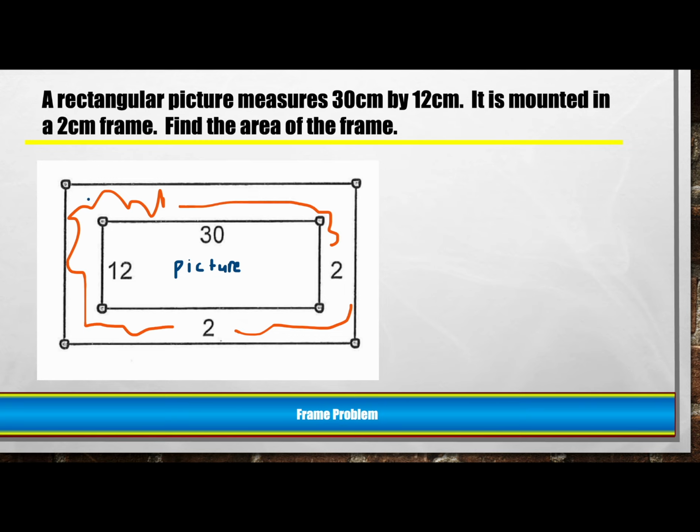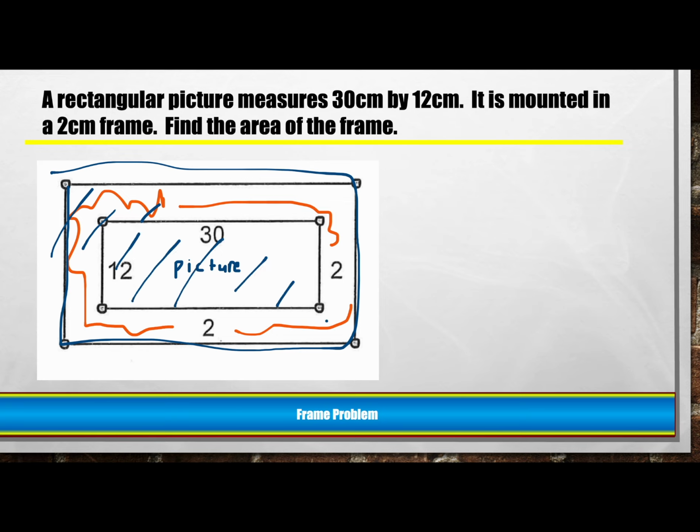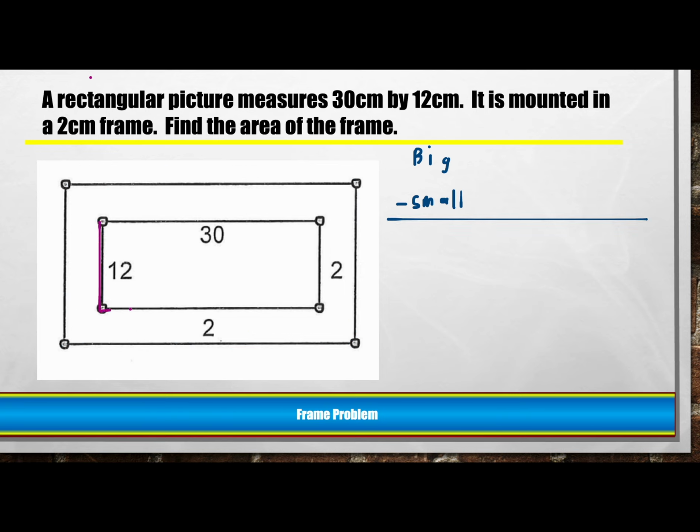So pretty much what we need to do to get the area of just the frame without the picture is get the area of everything put together, the frame and the picture, and then subtract off the picture's area. And we're just going to be left with the frame's area. So the big rectangle minus the small rectangle is going to be just that frame, just what's in between the two. Getting the area of the picture is nice and easy because it's just a 30 by 12 rectangle. So 30 times 12 gets us 360. Don't forget the units, centimeters squared, meaning the picture has an area of 360 centimeters squared.